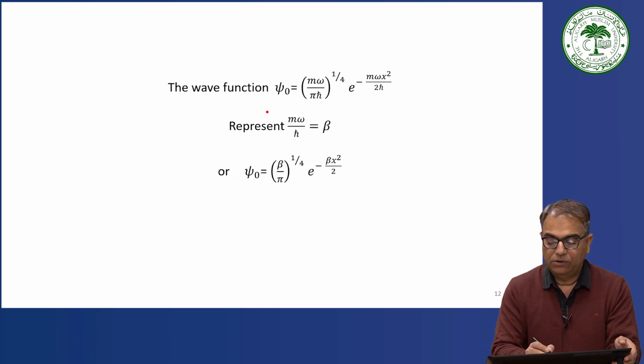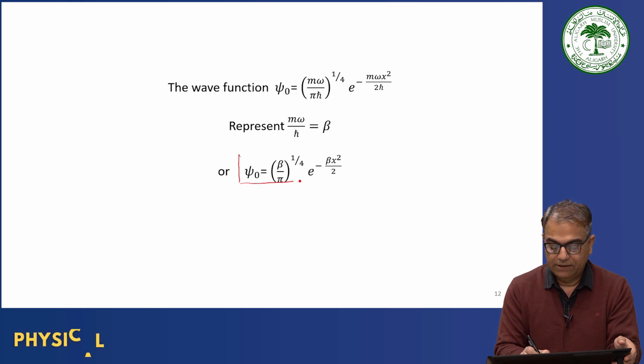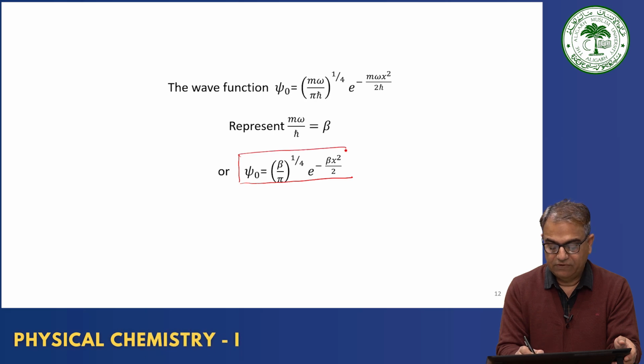If you put this value, the normalized wave function is equal to (mω/πħ)^(1/4) exp(−mωx²/2ħ). If we represent mω/ħ by a symbol beta, then the easiest way of writing this will be like this. We will see the value of beta when we do the power series method.